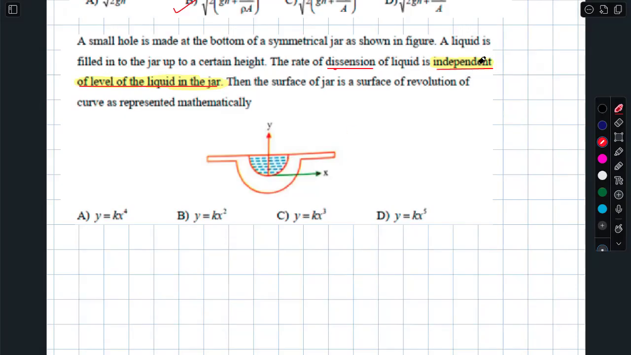First of all, what is the meaning of this highlighted part? The rate of fall of height is independent of what exactly this term refers to.